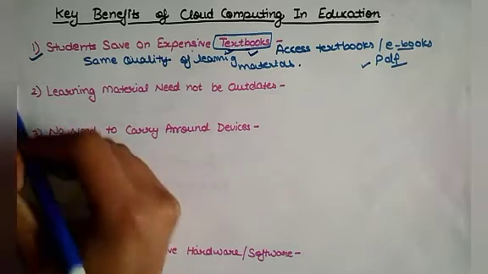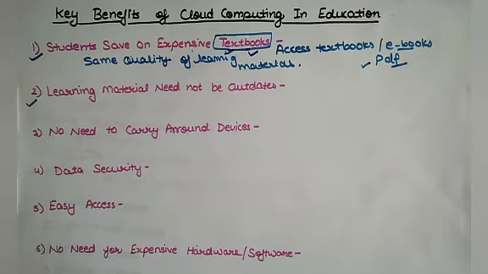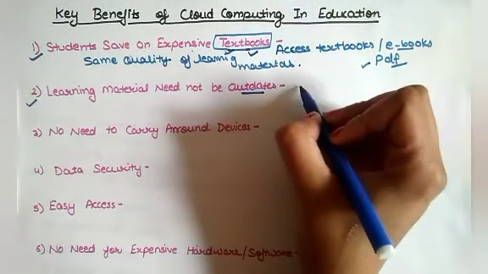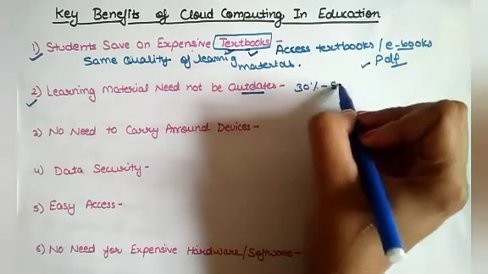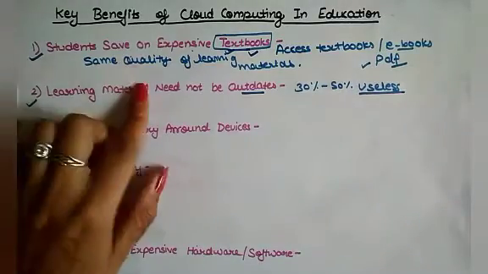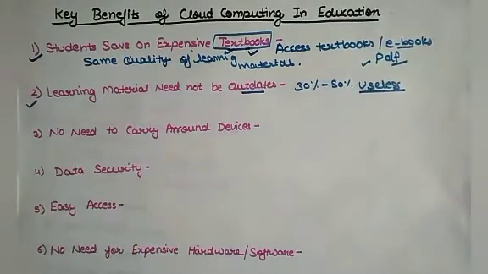The next point we have is learning material need not be outdated, right? As an extension to this point, expensive textbooks compel students to rely on older second-hand editions that consist of outdated material, right? As we all know, outdated materials are 30 to 50% useless, right? For example, if I am preparing for any competitive exam and I am preparing from any outdated syllabus, so we all know the results. So cloud-based material makes it easy to update content.